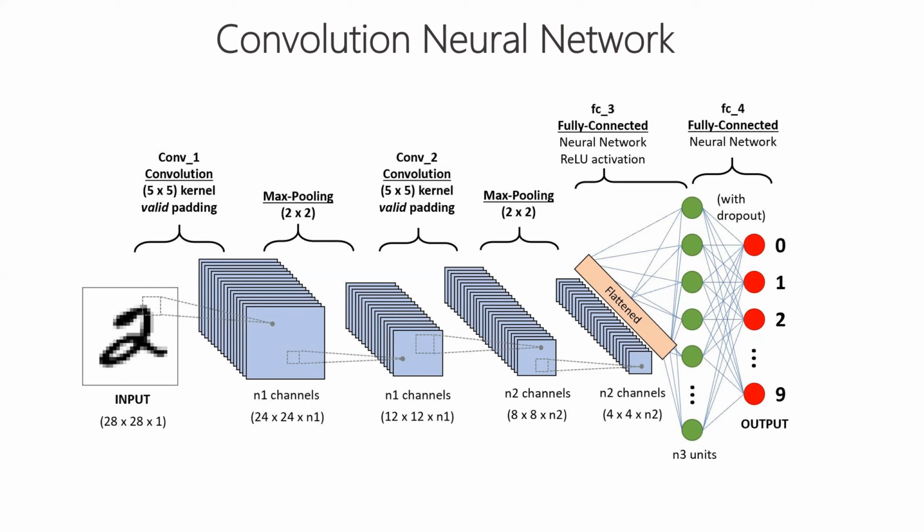We are passing an input to our convolutional layers. Here we can see conv1, conv2, fully connected layer 3 and fully connected layer 4. In this example we have two convolutional layers, and between them we have a pooling layer of 2 cross 2. Pooling has max pooling and min pooling, so there are different types of pooling, which we'll see in the next session. This is just a recap of the previous session.